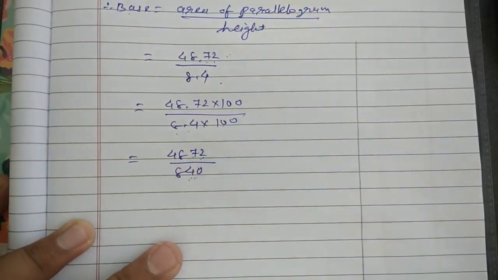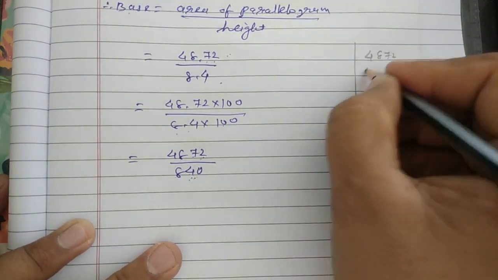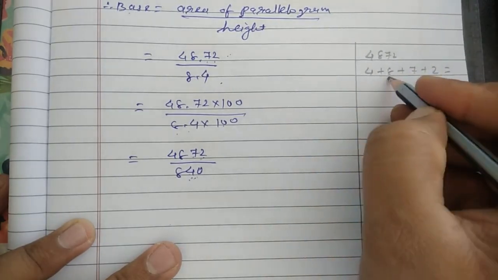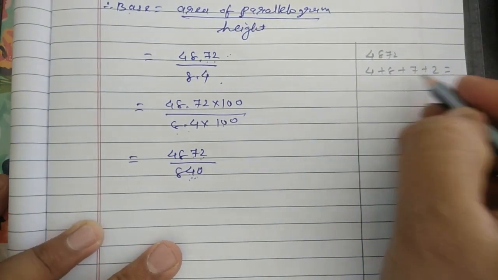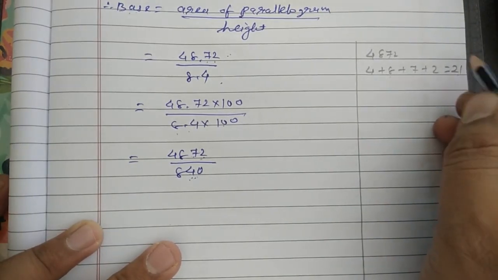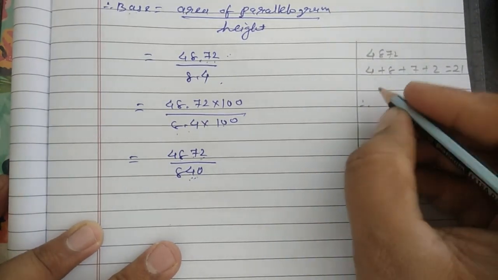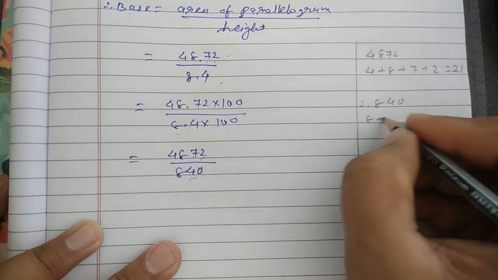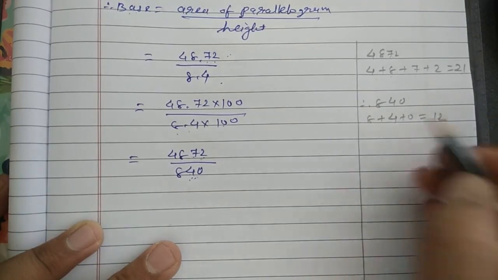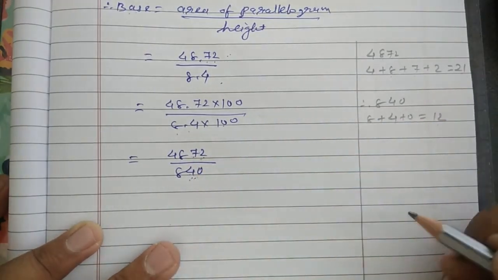To check, we will add the digits of the number. For 4872 we add its digits: 4 plus 8 plus 7 plus 2. 4 plus 8 is 12, 12 plus 7 is 19, 19 plus 2 is 21, and of course we know that 21 is divisible by 3, and therefore 4872 is divisible by 3. For the other number, 840, in the same way 8 plus 4 plus 0: 8 plus 4 is 12, 12 plus 0 is 12. Of course 12 is also divisible by 3, so these two numbers are divisible by 3.